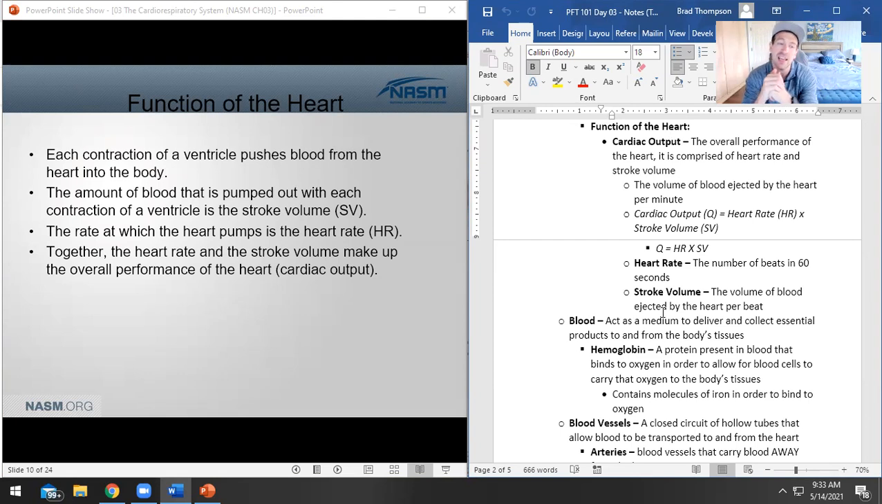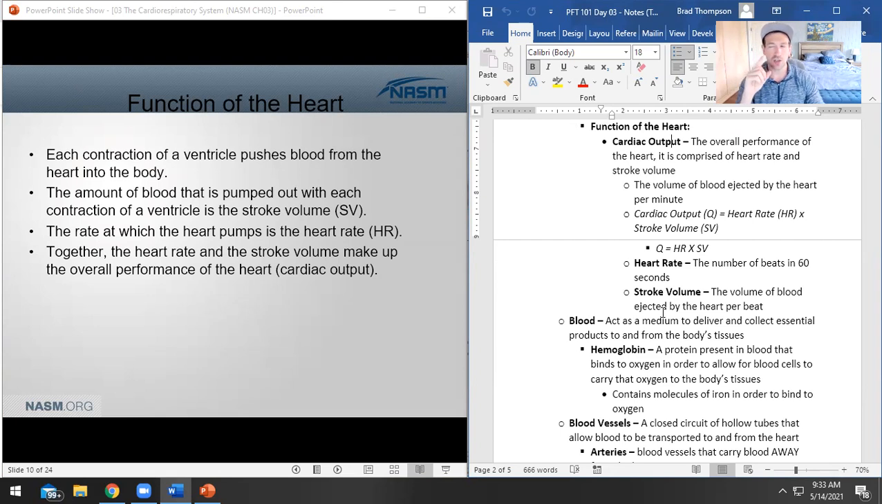So let's say you eject 10 milliliters of blood per heartbeat, right? Well, if you need to deliver 50 units of blood to wherever it's going, your heart is going to have to beat 5 times in order for that to happen.